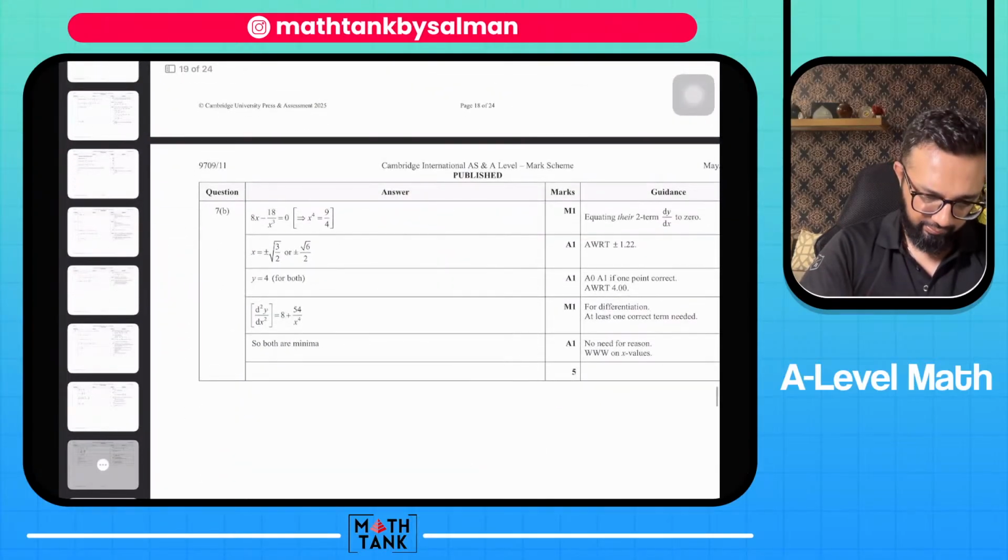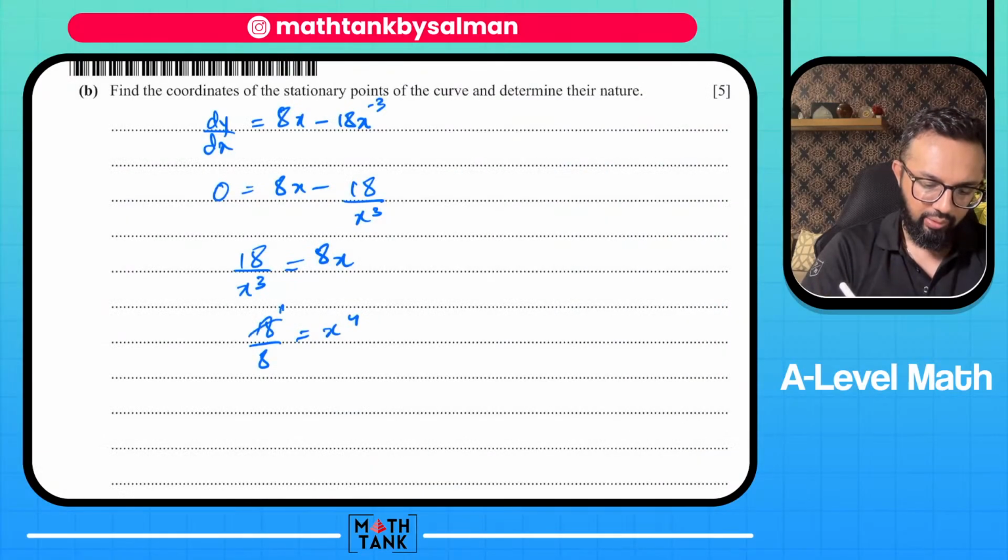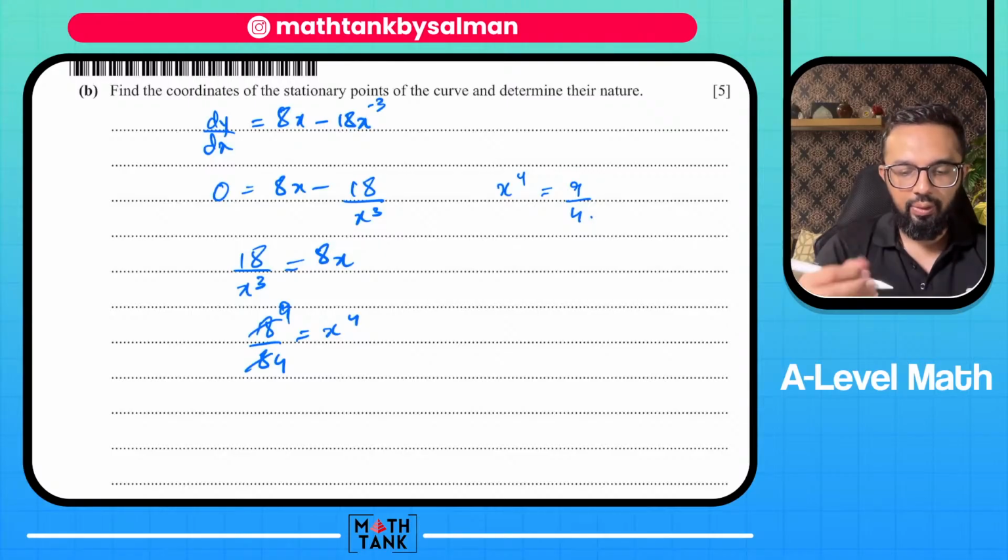Just checking if I'm going down the right route now. Okay, yeah, we are fine now. That's 9 over 4, so x to the power 4 equals 9 over 4. Okay, so you need to take a fourth root of this, so the fourth root of 9 over 4.